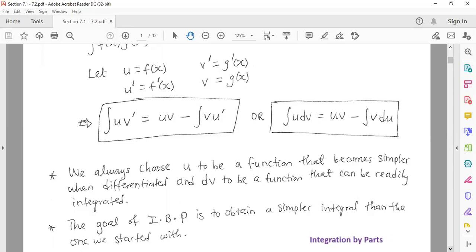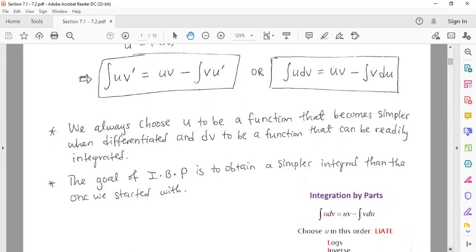Then all you need to do is to go back to your initial substitution and swap the values for u and dv. All right, most of the time that is going to work. If you choose u and dv in the wrong order, things will get way complicated. Just go back, swap them over, and things are going to work.